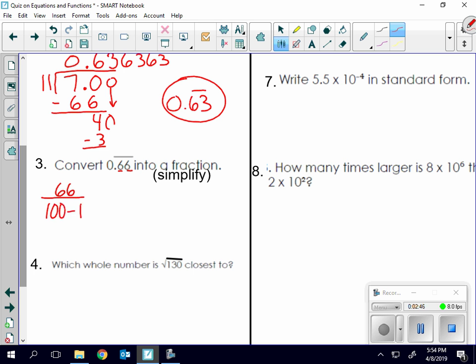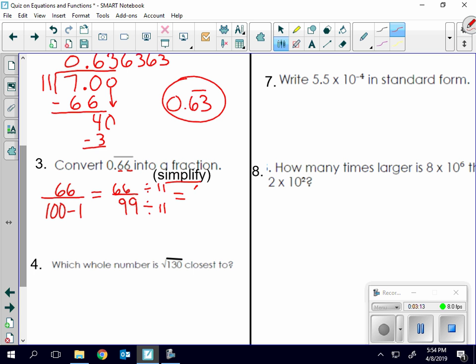Just take away 1, right? So really, I want to put 66 over 99. That's really a great way to show your work. Okay, so now we have to simplify. So we're going to divide, let's see, you could divide by 3, you can divide by 11. Let's see, what happens if I divide by 11?